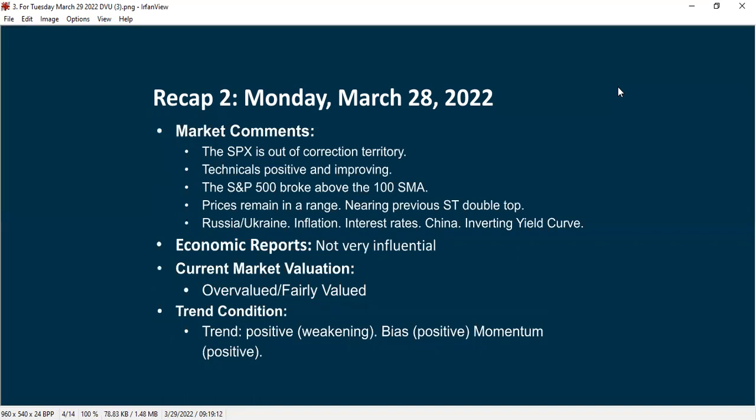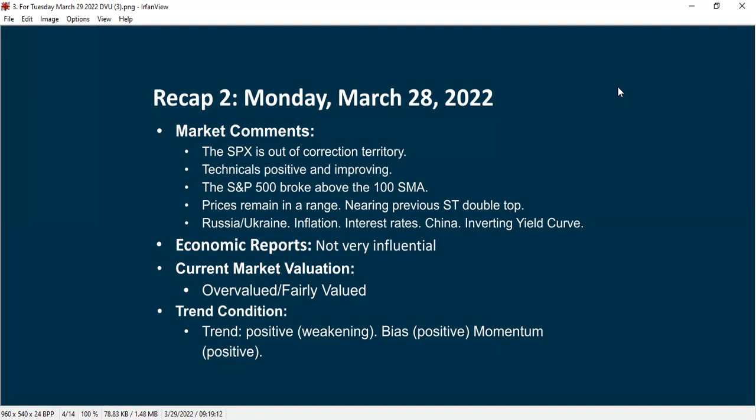The S&P is out of correction territory. As long as we have another up day, it continues to improve. The technicals are positive and improving. We're looking fairly positive right now because the S&P was able to break above the 100 period simple moving average. That was kind of the last moving average that I chart. We still needed to get above that.